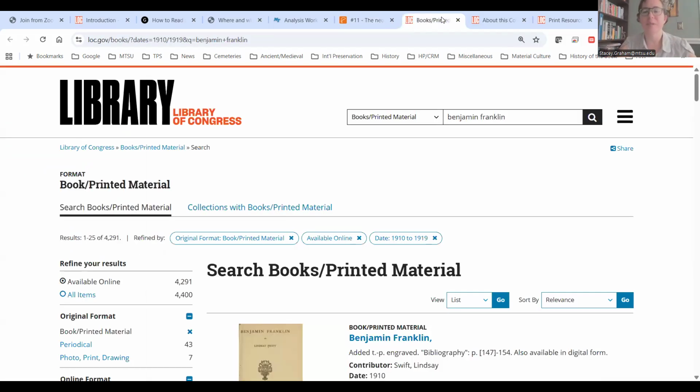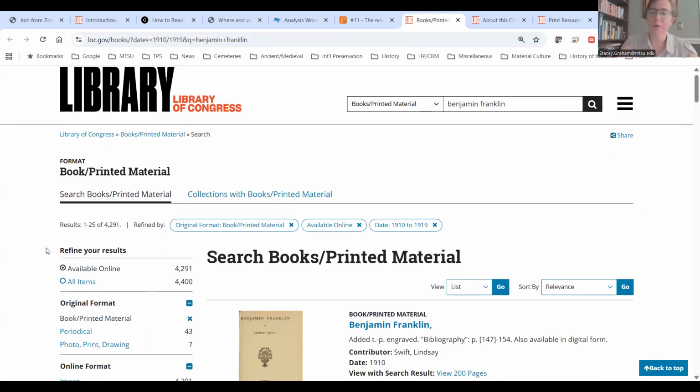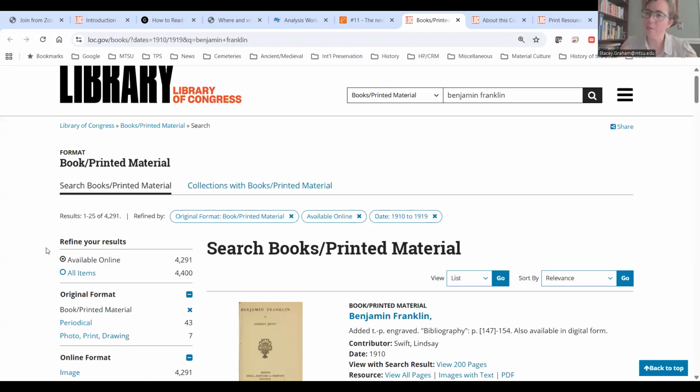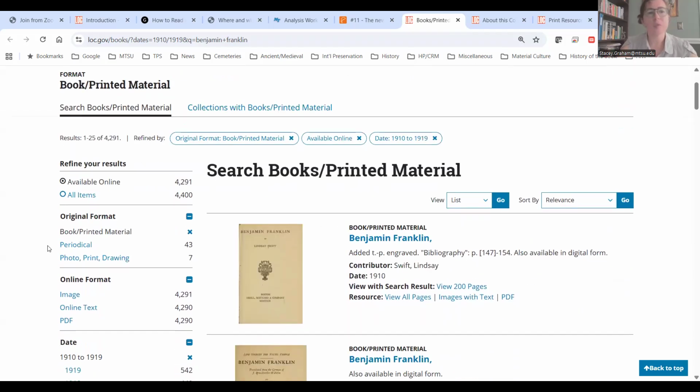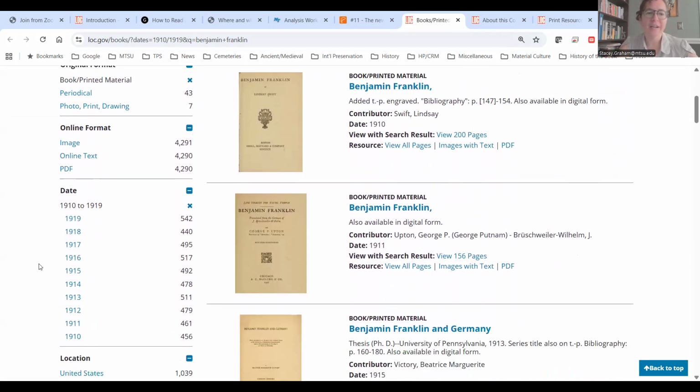We're going to go back to the Benjamin Franklin pieces. So if I'm searching for Benjamin Franklin, I'll come up with a ton of hits. So let's say I just want to look at what books are written about him. There's a way that you can filter that out. On the left-hand side, you just click Book, Printed Material. And then I narrowed it down even further because I noticed that there was this one decade at the beginning of the 20th century where a particularly large number of books were written about him. So I would want to save that as a question that I would want to ponder.